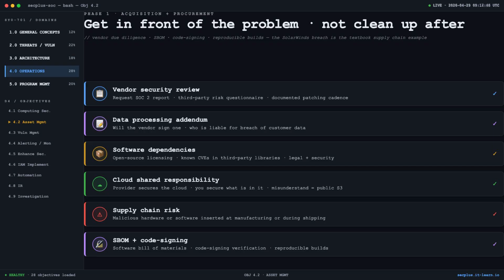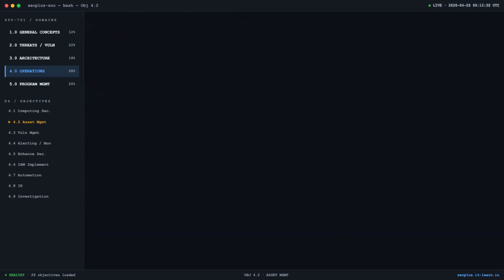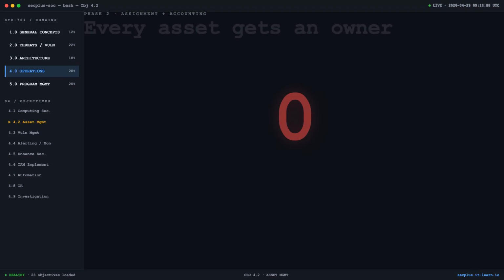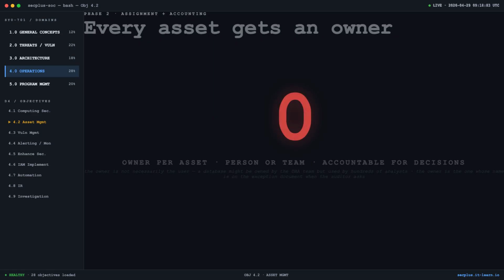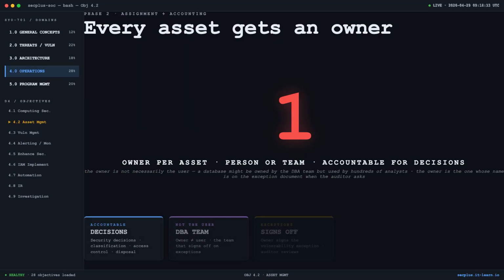Every asset gets an owner. The owner is a person or a team, accountable for security decisions, classification, access control, and proper disposal. The owner is not necessarily the user. A database might be owned by the DBA team, but used by hundreds of analysts. The owner is the one who signs off on a vulnerability exception, the one who decides classification, the one whose name is on the exception document when the auditor asks.